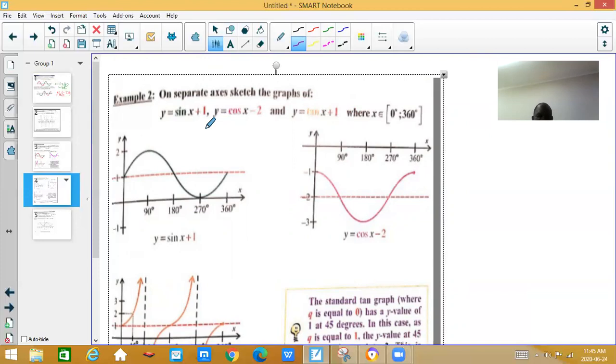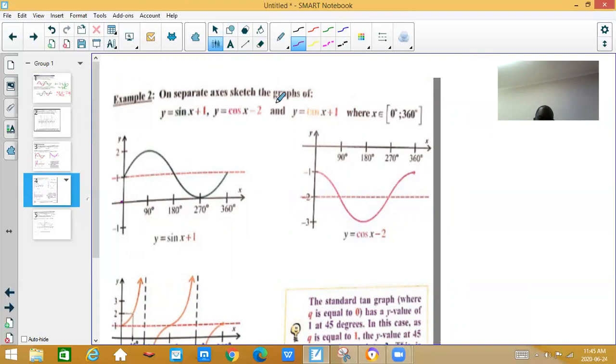Now, when you are shifting a graph, you would realize that when we had a sine, we noticed that it started like this. The sine 0 was here, 90 was there, and just like that. Right, the graph of sine was something like this.